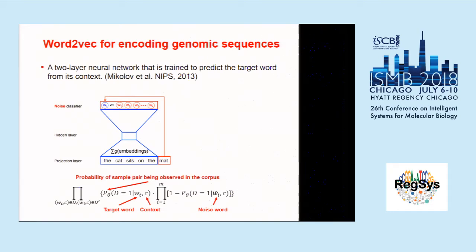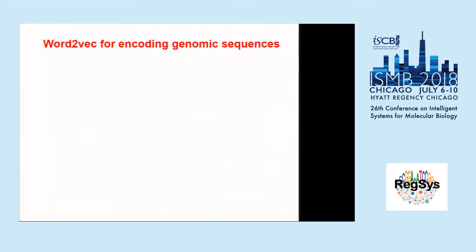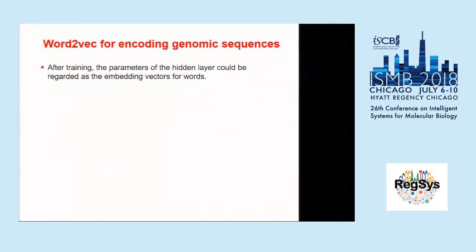And this model is much more computationally efficient than the last one. After training this binary classifier, the parameters of the hidden layer could be regarded as the embedding vectors for words. And usually for a sentence, we would use the average embedding vector of its words as the embedding vector for that sentence.